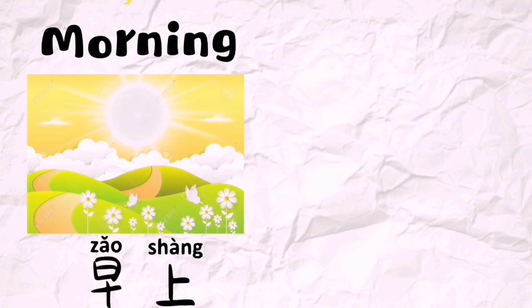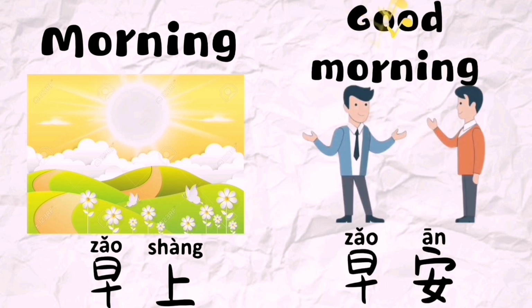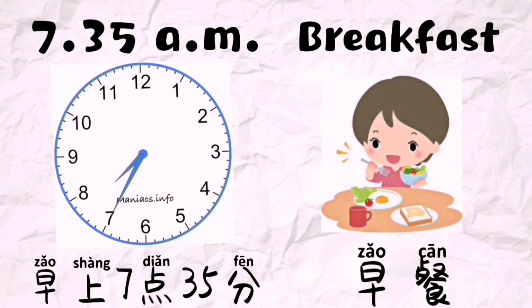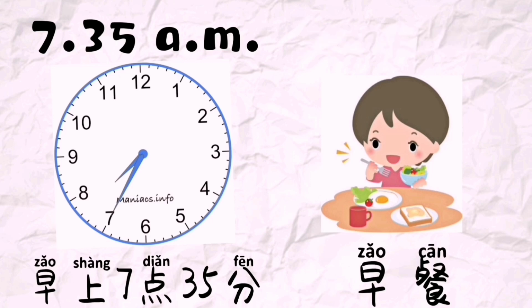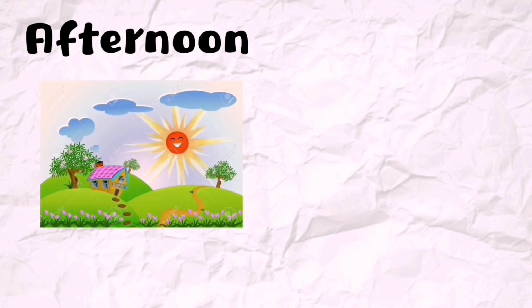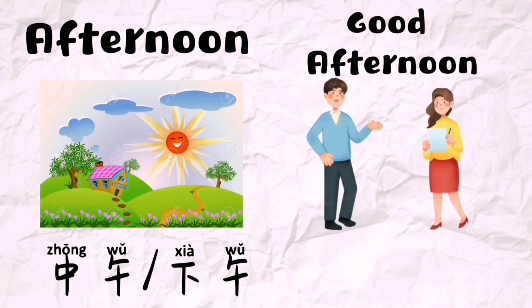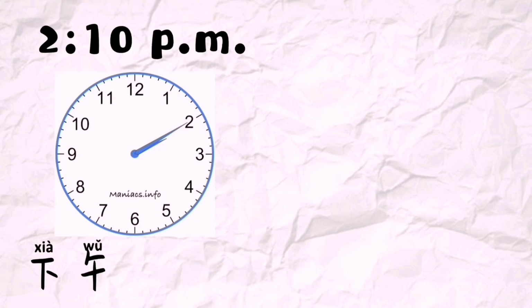Let's recap what we had learnt so far. Morning, 早上. Good morning, 早安. 7:35 a.m., 早上7点35分. Breakfast, 早餐. Afternoon, 中午, 下午. Good afternoon, 午安. 2:10 p.m., 下午2点10分.